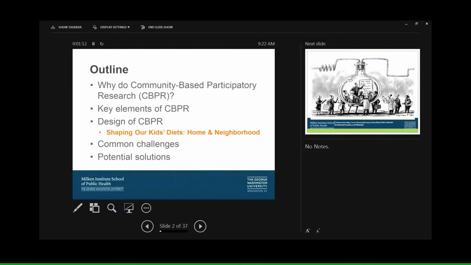And so I'm going to go through some things that might be a little bit repetitive. But basically, I wanted to give a basic overview on why we do CVPR, community-based participatory research. What are the key elements of CVPR? And then illustrate some of the challenges and issues that I've had with this particular project. I titled it Shaping Our Kids' Diets, Home and Neighborhood. And right now I'm at the design stage and recruitment stage. So we have started interviewing, and that's where we are right now.